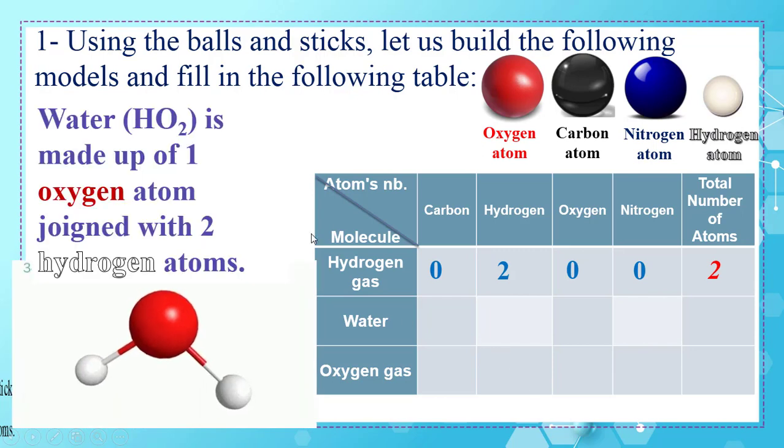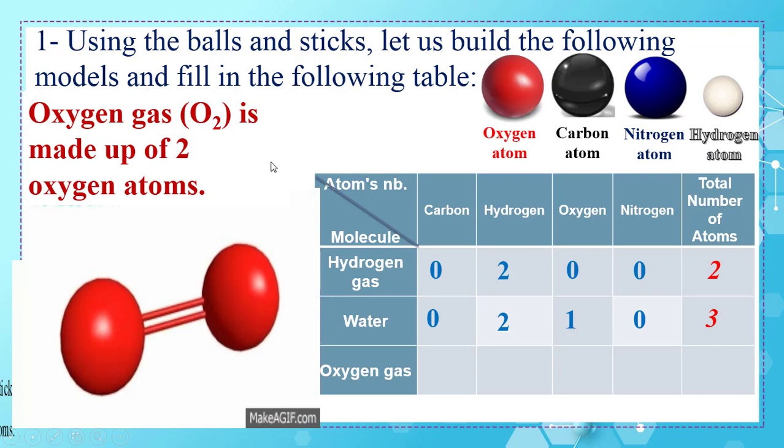What about water? It is made up of one oxygen atom, which has a red ball, joined with two hydrogen atoms, as you see, these two white balls. So let us fill the table. The number of carbon is 0. Number of hydrogen atoms is 2, as you see, two white balls. Oxygen 1, nitrogen 0. So the total number of atoms, 2 plus 1 plus 0 plus 0, equals 3.